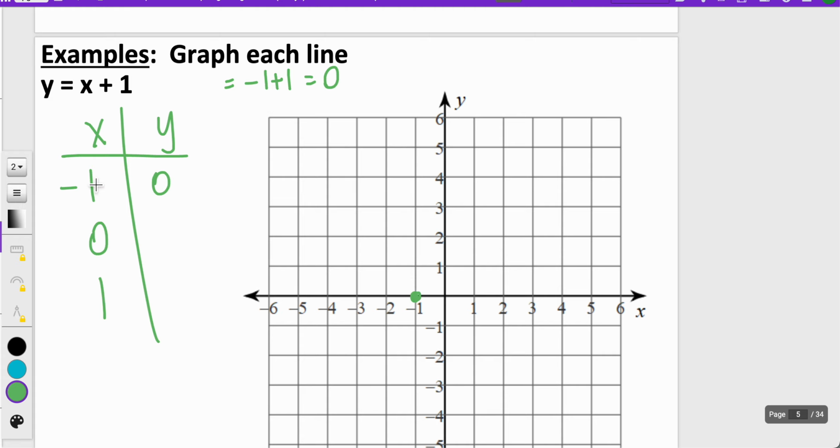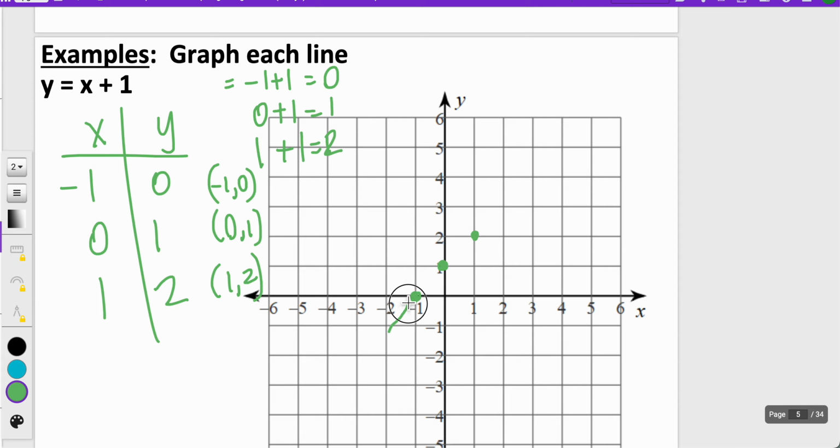Okay? The next one, if x is 0, what could y be? Well, what is 0 plus 1? It's 1. So when x is 0, y is 1. The last one, if x is equal to 1, plug it in. 1 plus 1 is 2. So when x is 1, y could be 2. So over 1, up 2 on my coordinates. So these coordinates I'm getting are -1, 0; 0, 1; and 1, 2. When I make my straight line, it's making a linear equation, and that would be what my line would look like.